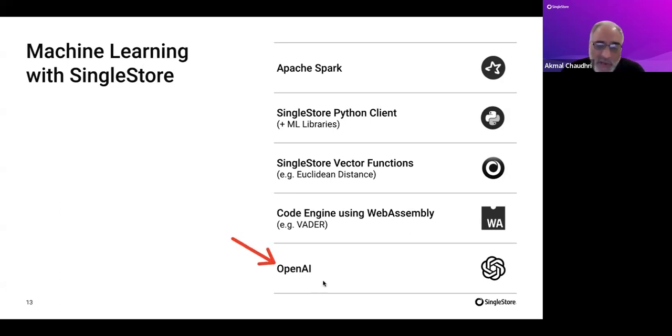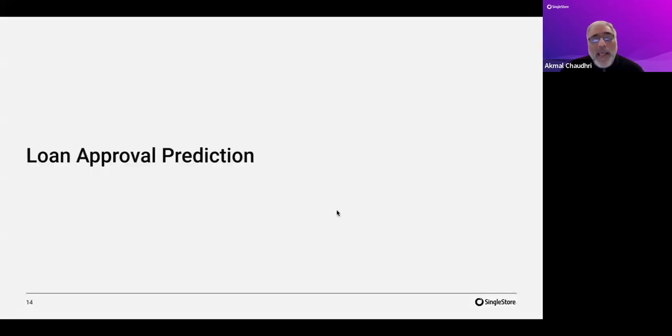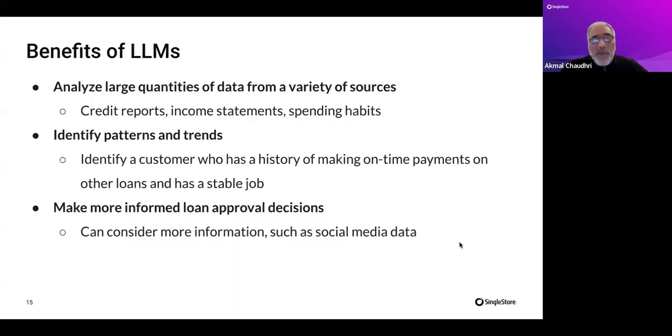And then last but not least, OpenAI. We are going to use that indirectly today, okay, through LangChain. All right. So loan approval prediction. A couple of things then.